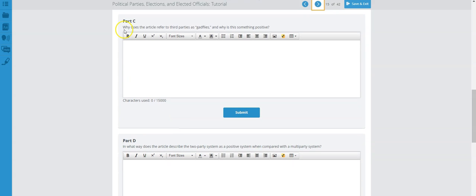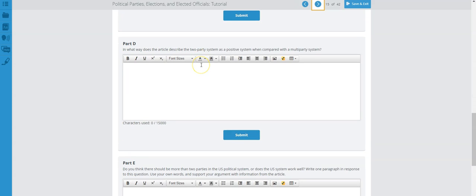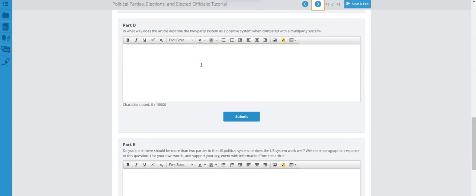Part C. Why does the article refer to the third parties as gadflies? And why is this something positive? Please make sure that you read the article again, use your notes, and answer question C. Part D. In what ways does the article describe the two-party system as a positive system when compared with a multiple-party system? Again, you have to use your notes.